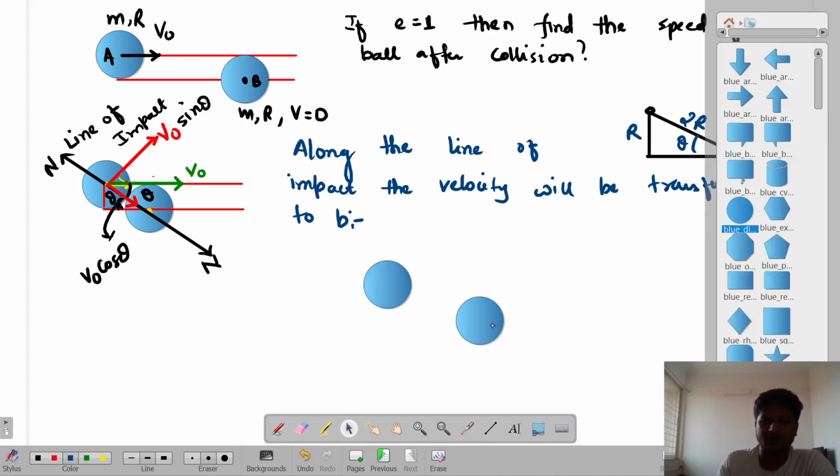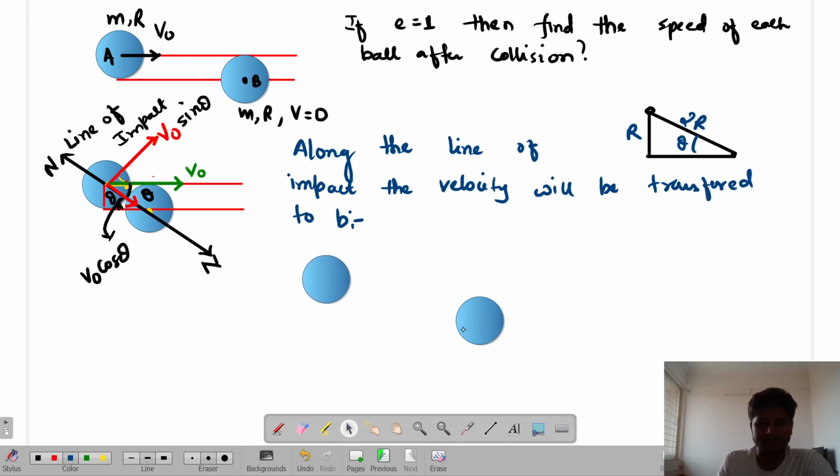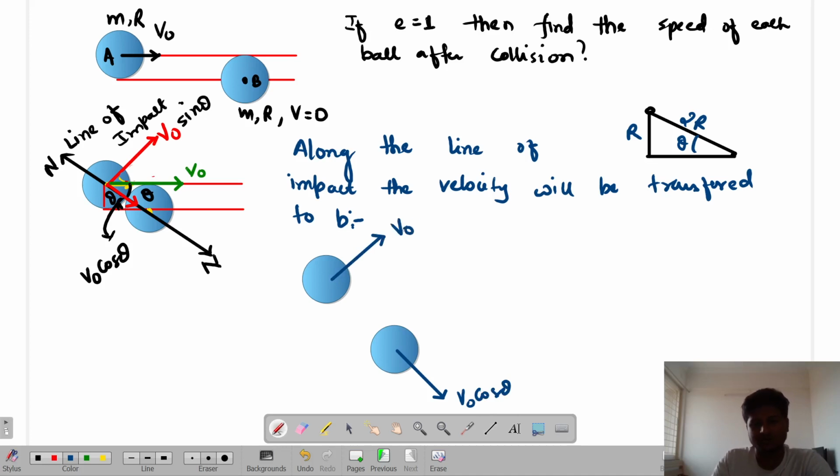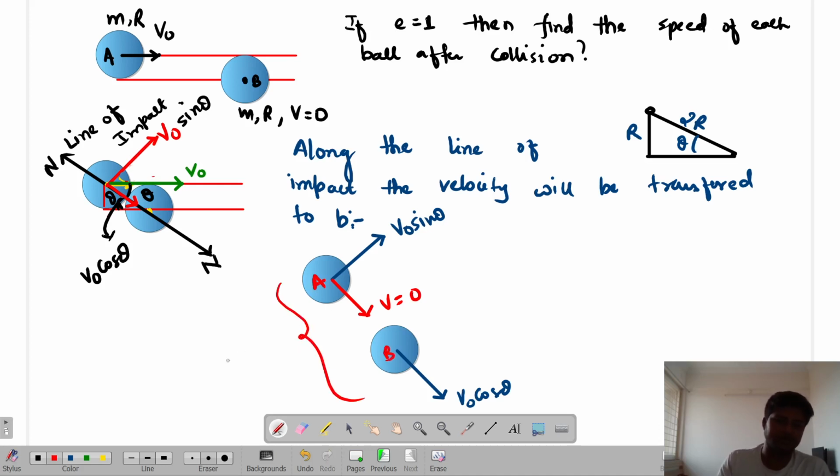Means what will happen is that if these are my two different balls, after collision, you will see that this one is having the velocity V naught cos theta. Well, this one will have only this perpendicular velocity V naught sin theta. Is that clear or no? While the velocity along this direction after collision is exactly equal to how much? 0. So this is the scene of A and B after collision.